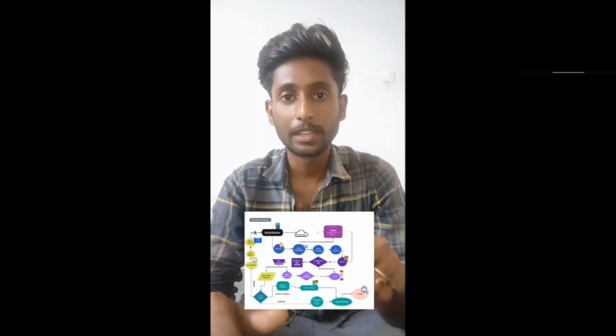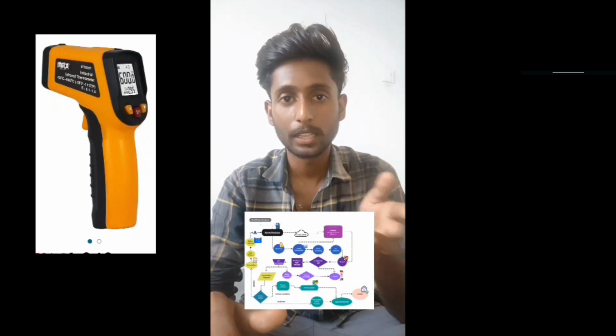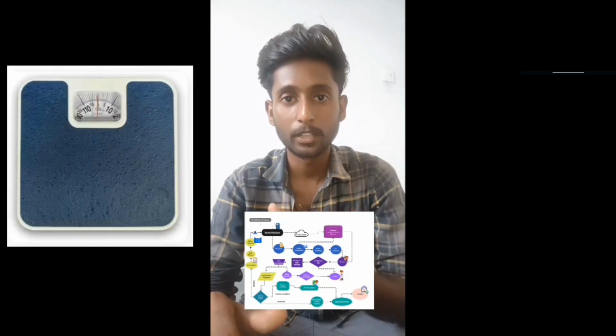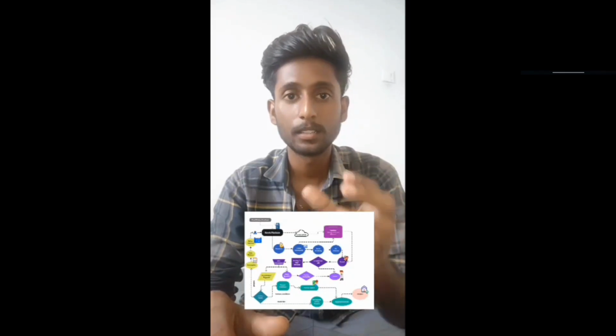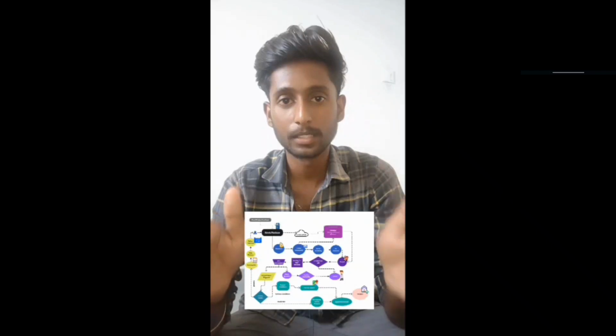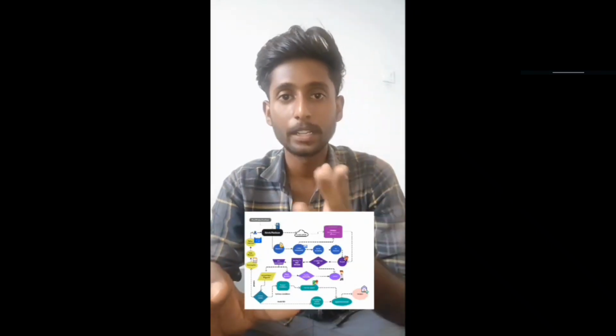Another thing we have attached is a thermometer. We use the thermometer to check their temperature as well, and a weight machine to check their weight. This is to determine the dosage of medicine given to the patients. These are the things mainly determined in this KIOSK machine.